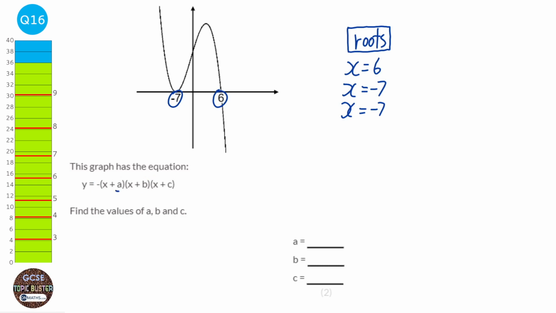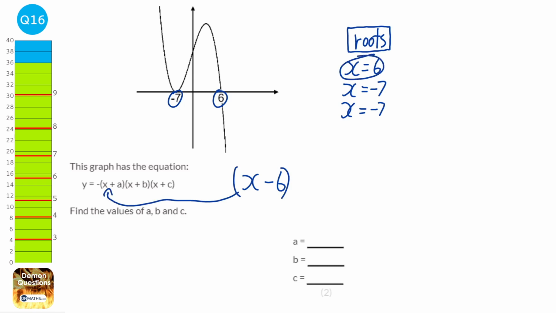So if we imagine A, what does A have to be to make this whole thing equal 0, given that a root is at 6? Well, if we put A at -6, we get x minus 6 in that bracket. And if we put in the value of 6, then it's 6 minus 6, which is 0, and so the whole thing is 0, because anything times 0 is 0. So if A is -6, let's have a look at B. What does B have to be?